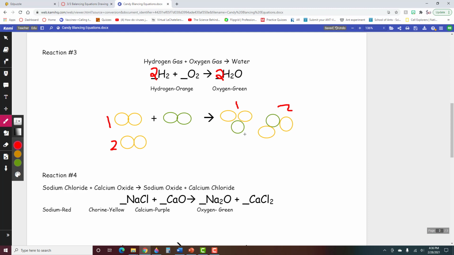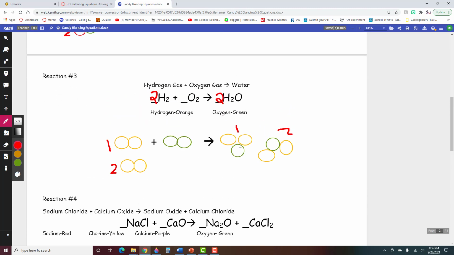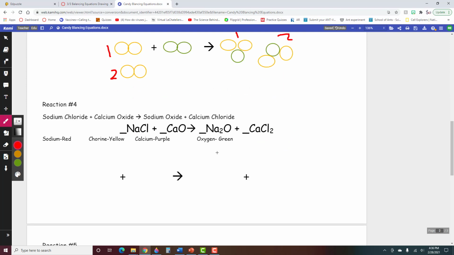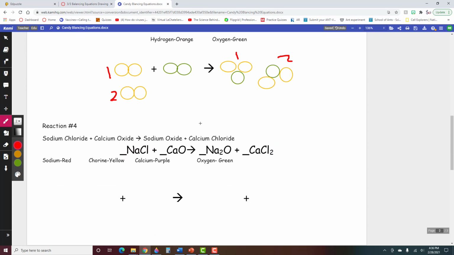So that is how you balance equations. You're going to keep doing that for the rest of this document. You're drawing them out to visualize why we do that. Why do we add these numbers here, these called coefficients, and this document will help you see that.